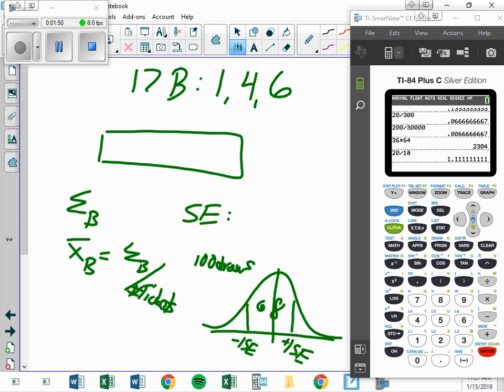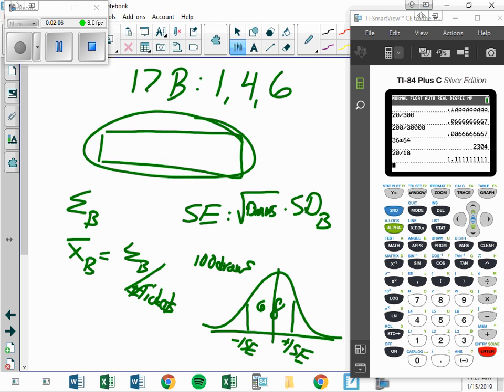Okay, so how do we calculate the standard error? What was the formula? The square root of the number of draws times the SD of the box. So I have the box right here. I find the SD, whatever it is, and then I multiply it by the square root of the number of draws. And that will tell me the standard error, which is an incredibly simple equation. And the fact that it works that way is pretty insane.